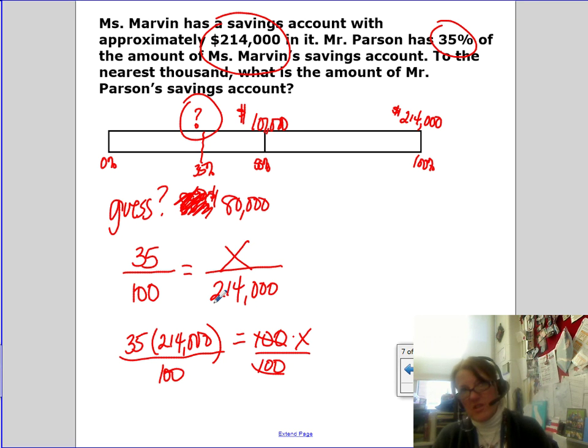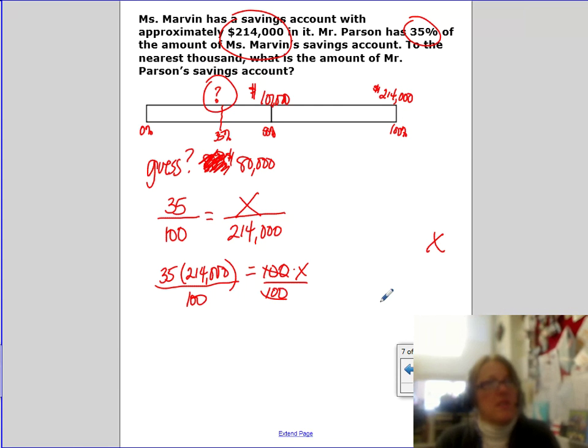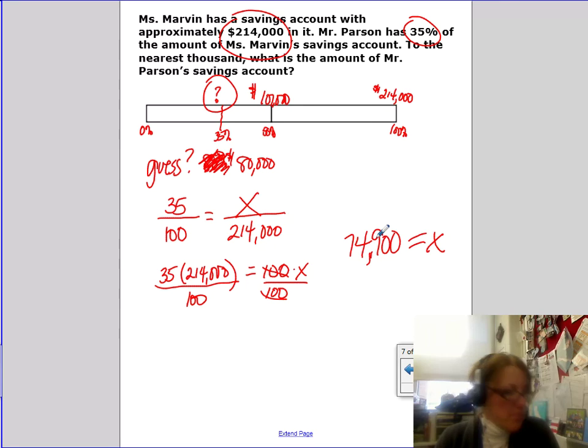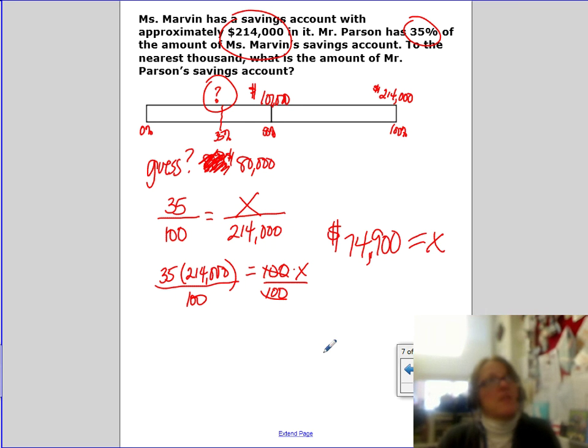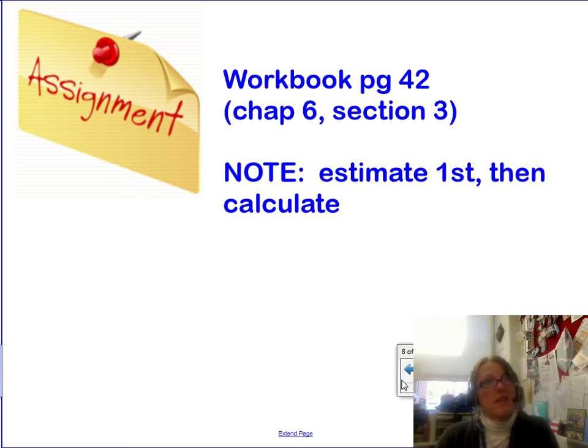All right, now even I, especially at this time of the day, I'm going to wimp out a bit here. I certainly want to use my calculator. 35 times 214,000 divided by 100. I get 74,900. Got to make sure you can see this. X equals 74,900. That's the number part. This happens to be money. So you can say Mr. Parson has $74,900 in his savings account. And that makes sense right here. Okay?